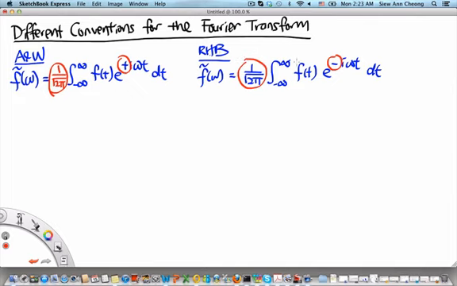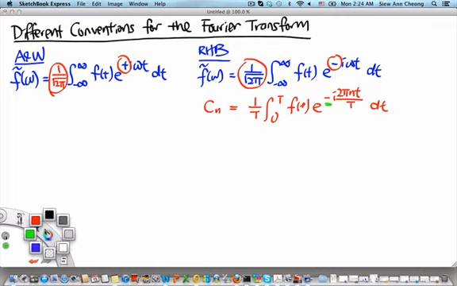Now the Riley, Hobson, and Bence convention has the advantage that it is similar to the definition of the complex Fourier coefficients, which is c_n equals 1 over T times the integral from 0 to T of f of t e to the minus i 2 pi n t over capital T dt. So notice the minus sign over here. This is also a minus sign in the complex exponential.